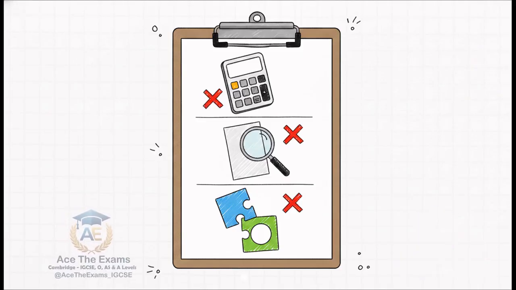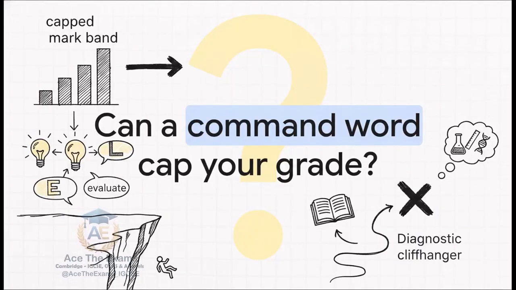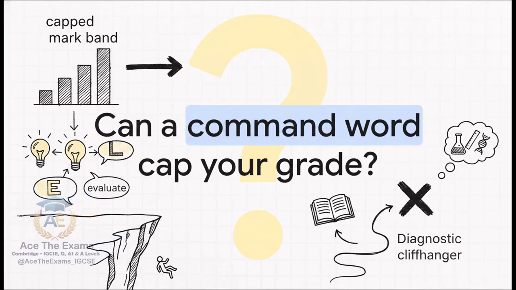Context is everything. But wait, what if you know the biology perfectly? You show all your working, you include your units, but a single command word completely caps your mark band. Mastering diffusion just isn't enough if you don't know exactly what words like explain, describe, or evaluate are secretly asking you to do. Misinterpreting those command words is the hidden cause of massive mark loss.